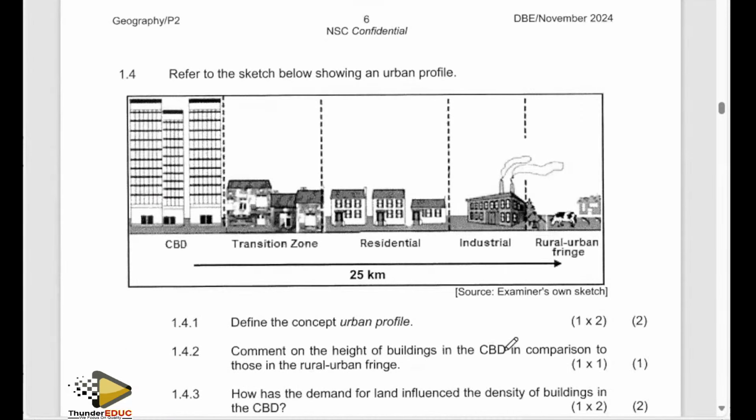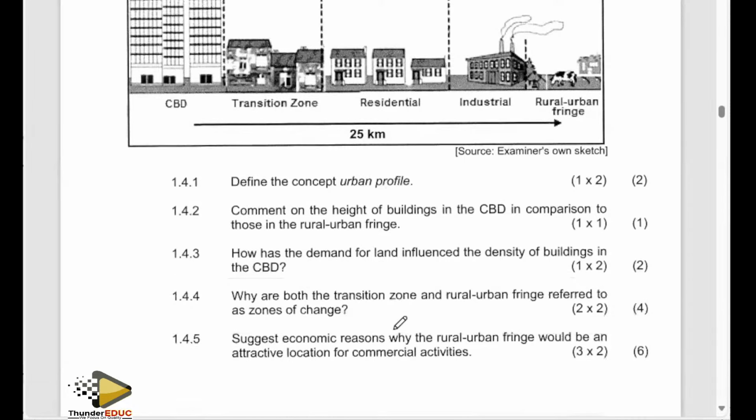The next question refers to the sketch below showing an urban profile. Right, we're looking at an urban profile, from the CBD to the zone of transition to the residential, industrial, and the rural urban fringe, with a stretch of about 25 kilometers radius from the CBD. The first question says, define the concept urban profile.